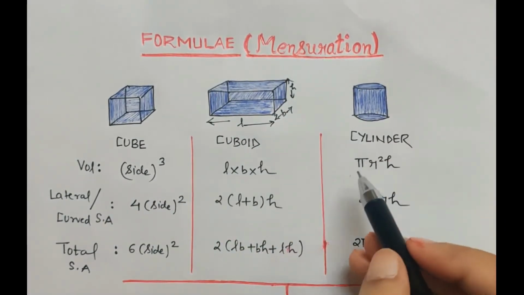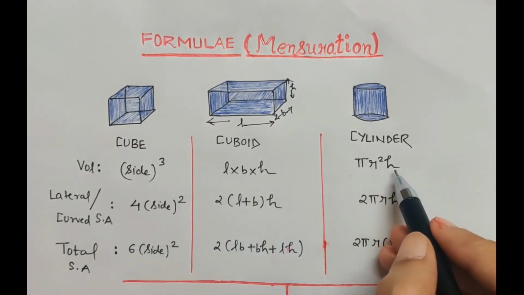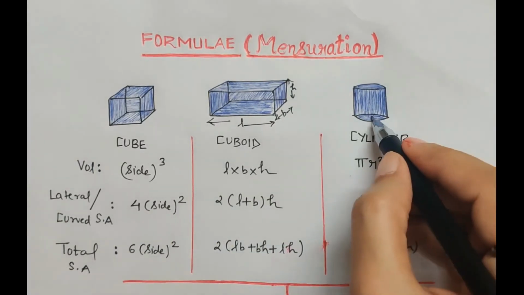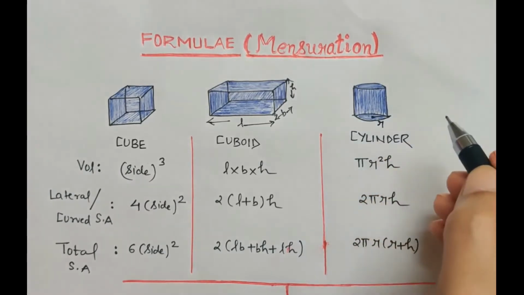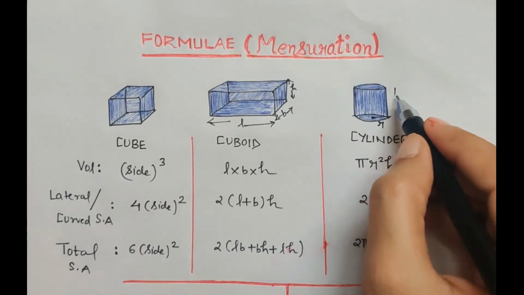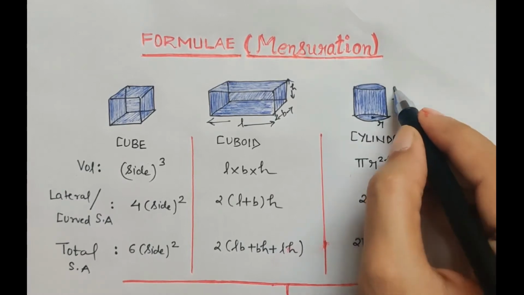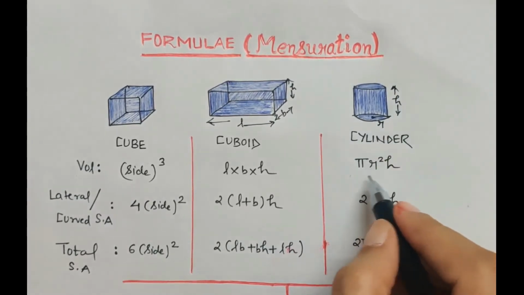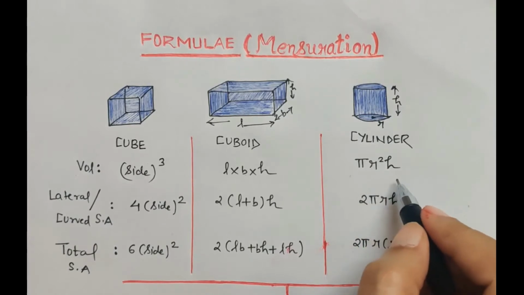Next is cylinder. Volume of cylinder is pi r square h. r stands for radius of the base of the cylinder given to us, and h is height of the cylinder. When these two things are given to us, we can easily find the volume of the cylinder.